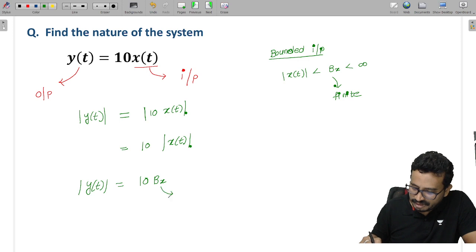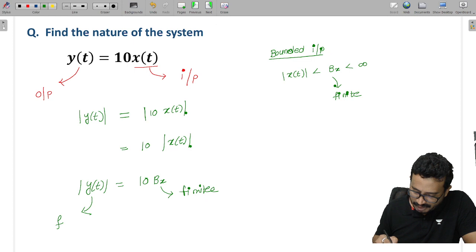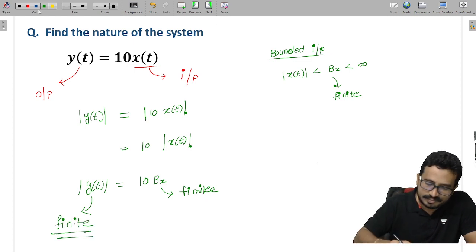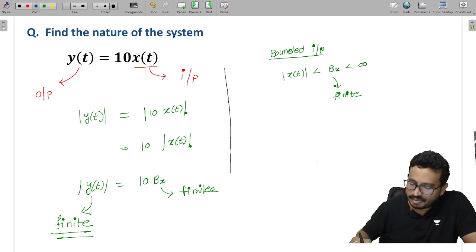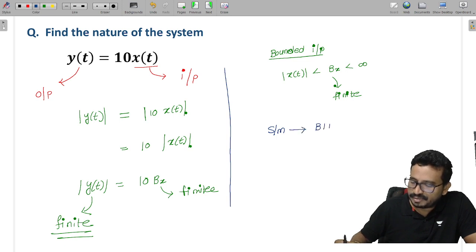Now you see, this is a finite value, isn't it? 10 into finite is finite only. So from this I can say this value is finite. So what I can conclude is that the given system is BIBO stable.